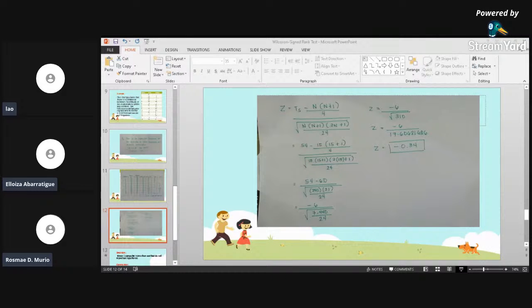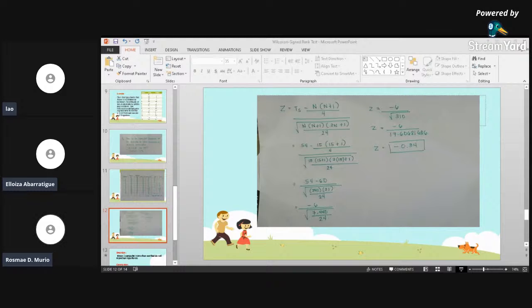So, 15 plus 1 over 4. Then, divided by 2 times 15, 15 plus 1, 2 times 15 plus 1. Distribute na lang natin po ang mga numbers based po sa formula. Mag-umpisa po tayo muna kay 15. 15 plus 1 over 4. So, 54 minus 15 plus 15 plus 1.